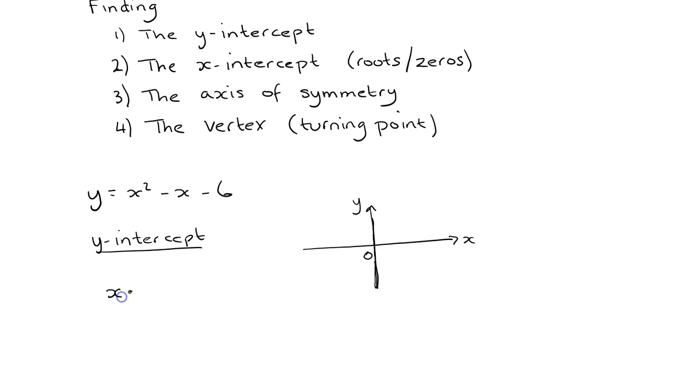Knowing that x equals 0, we simply now substitute 0 into our equation. So we get y equals 0 squared minus 0 minus 6. So y equals minus 6. And that will be the point at which our parabola will cross or intercept the y-axis.